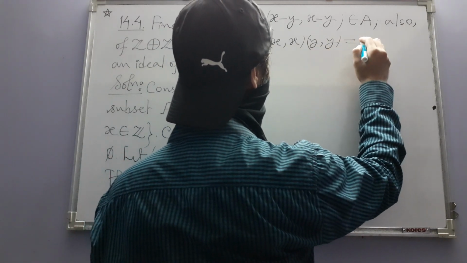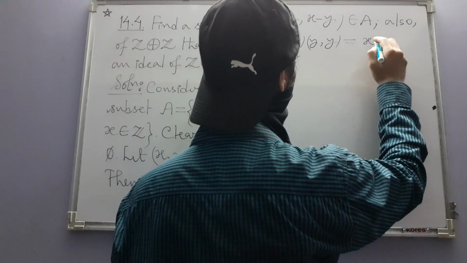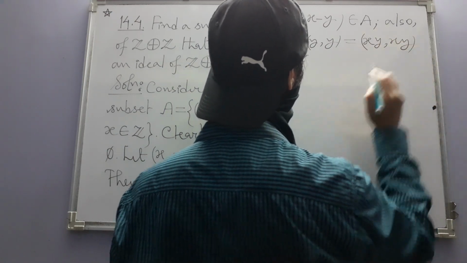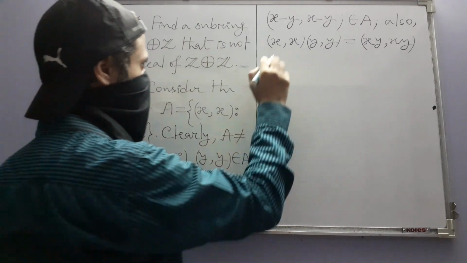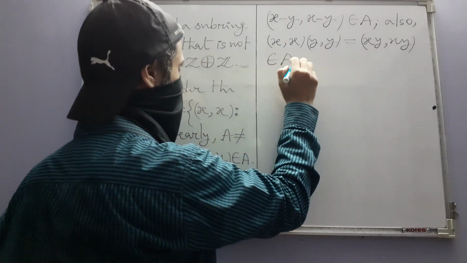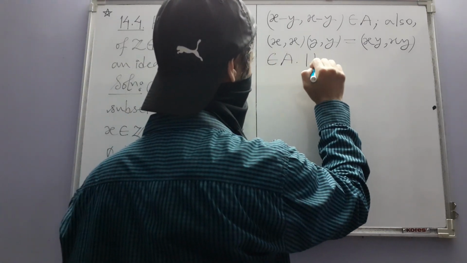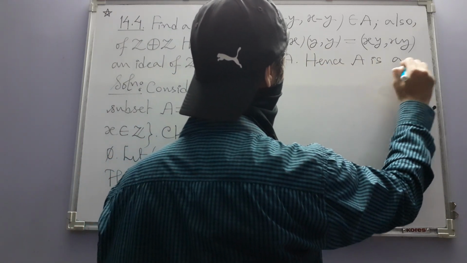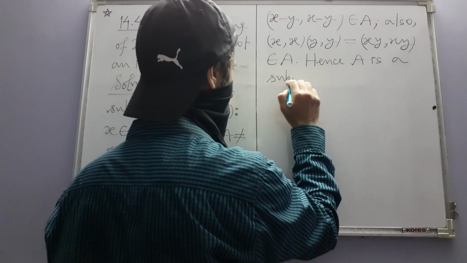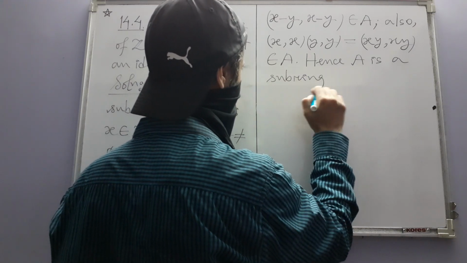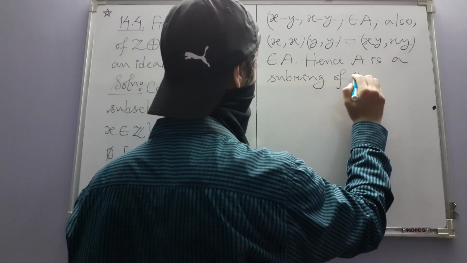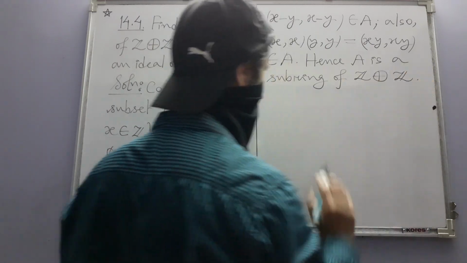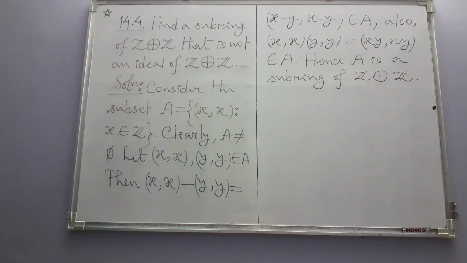In that case, again, by the definition of multiplication, it's just the product of the corresponding coordinates. So again, this belongs to A. Hence, A is a subring of our ring. But A is not an ideal.